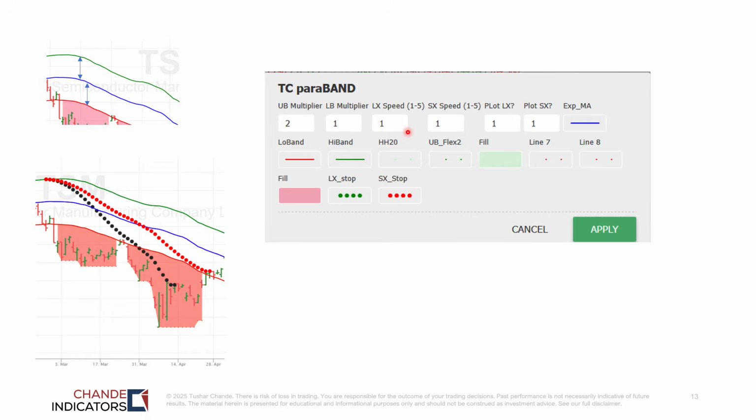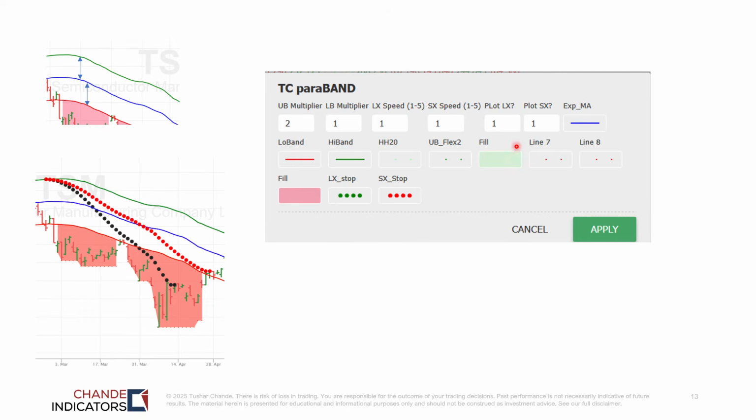Then the speed of the exits, the long exit speed and the short exit speed, by default is set to 1, but it can range from 1 through 5, where the higher the number, the faster the exit. Now, if you increase the speed of the exit, you'll get more re-entries and a shorter length of trade. So for example, here I've shown you the red dot with the speed of 1 and the black dot with the speed of 3. And you can see the higher speed means that the dots are moving faster.